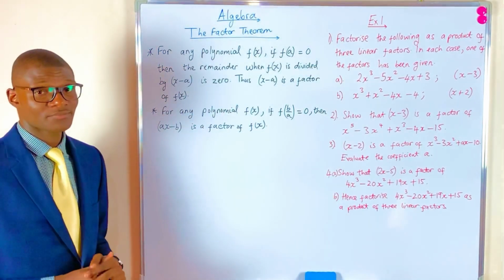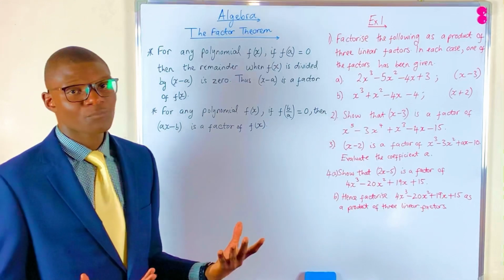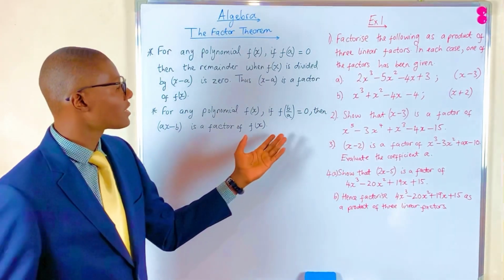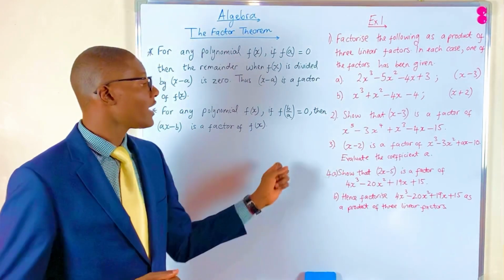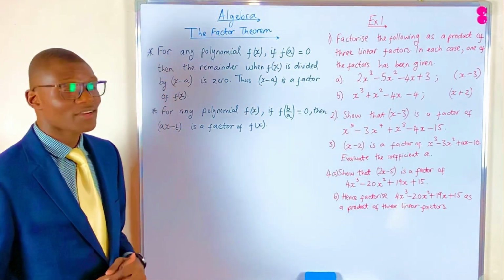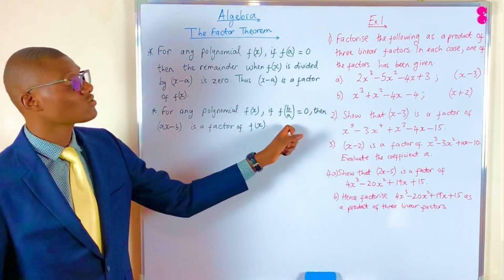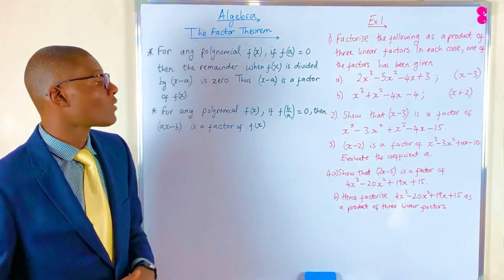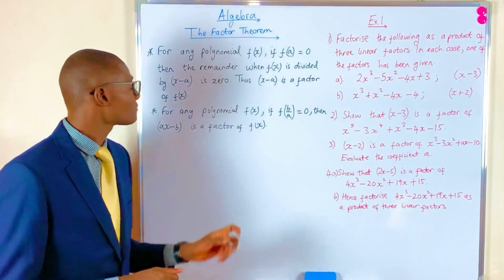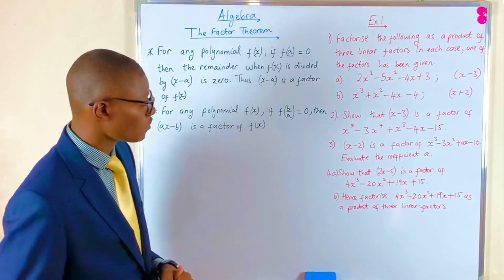And then for any polynomial f of x, if f of b over a is equal to 0, then ax minus b is a factor of f of x. So as well, we can simply deduce the factor from what's inside the brackets of f of x to get ax minus b. So now I'd like to attempt those questions.